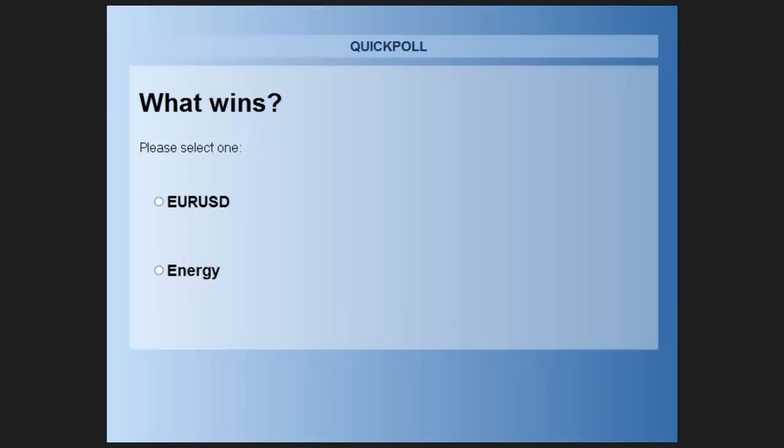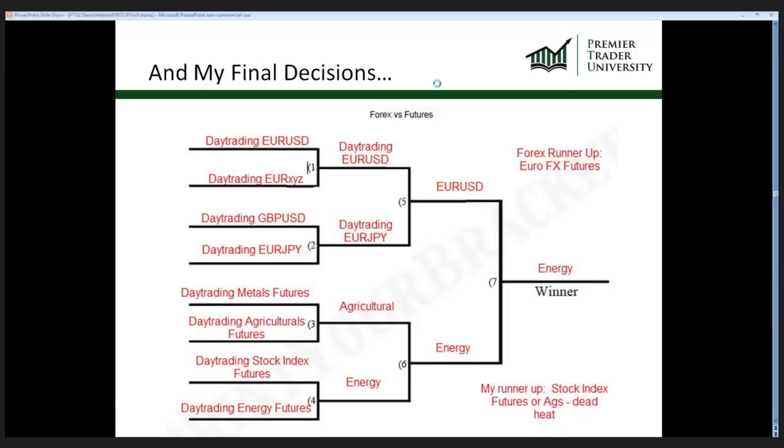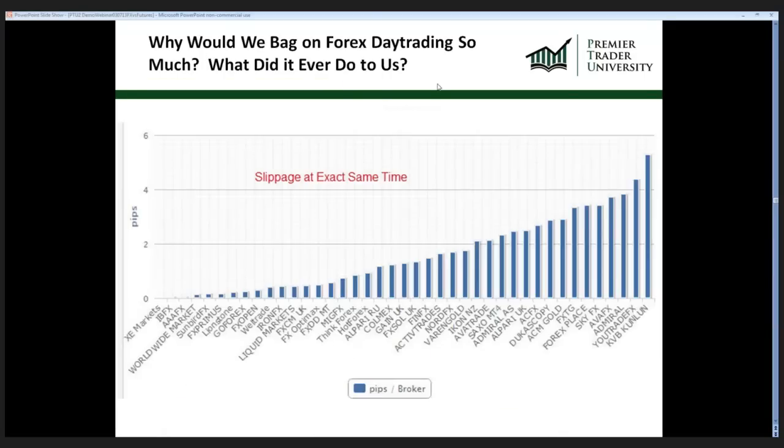So, you can kind of see the group here as well shares a pretty similar consensus, the energy futures over the Euro US dollar. So again, nobody says you can't day trade the Euro US and be successful. You absolutely can. But in our opinion, it is a much more challenging path to success. And trading is hard enough. I don't really know the point of making it super difficult. So this is one of the reasons why I think we have run into this.